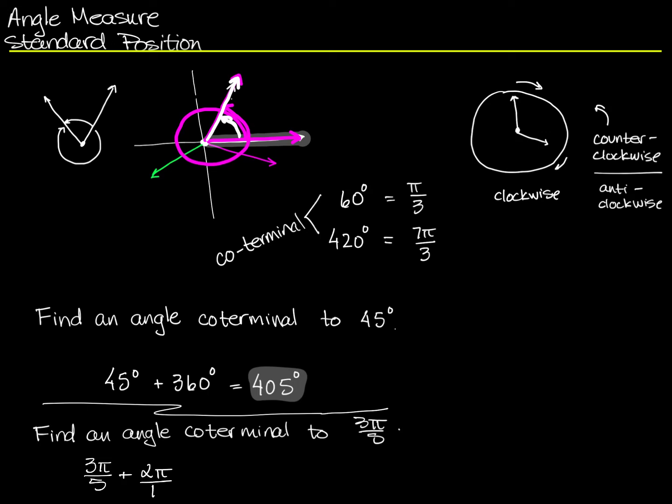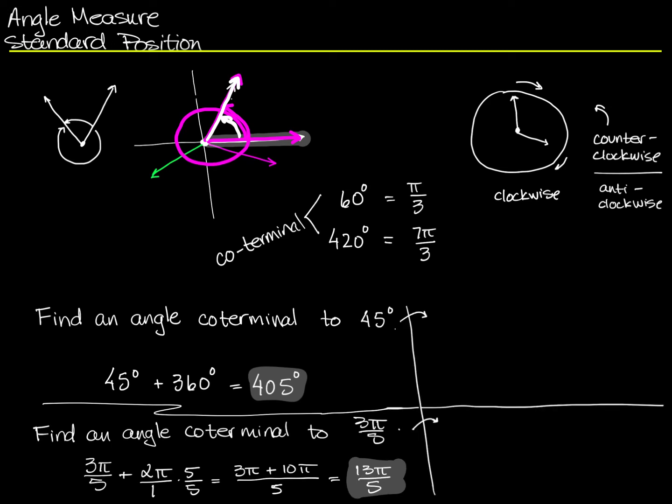If I put that over 1, find a common denominator, I get 3 pi plus 10 pi over 5, which is 13 pi over 5. So an angle coterminal to 3 pi over 5 is 13 pi over 5.